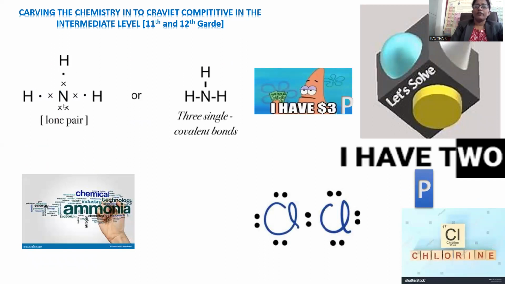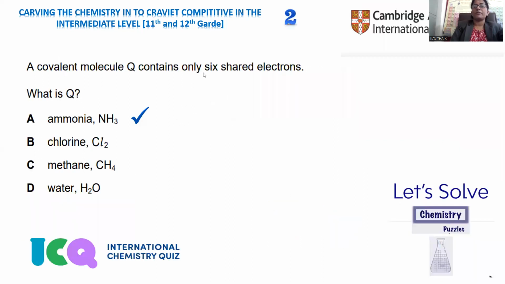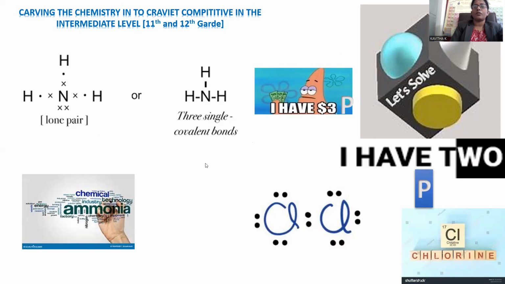Ammonia is an sp3 hybridized nitrogen containing three hydrogens with three sigma bonds. Each bond is made by two shared electrons. So 2, 4, 6 electrons are in covalent bond formation for ammonia, and 2 more electrons reside which are non-bonding. We can assign that as a lone pair. So the ammonia molecule will be the right answer, because the question mentions that 6 shared electrons are required.